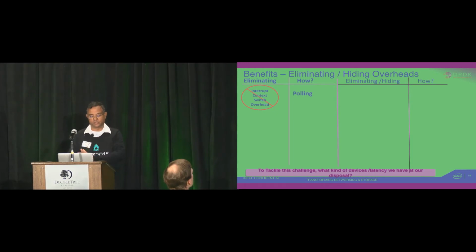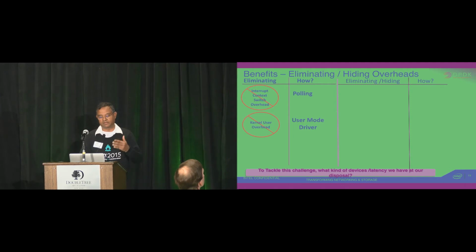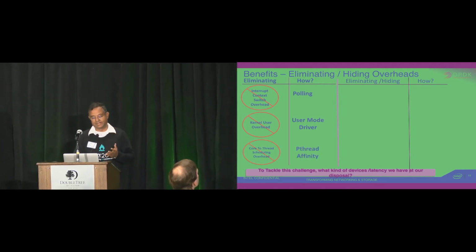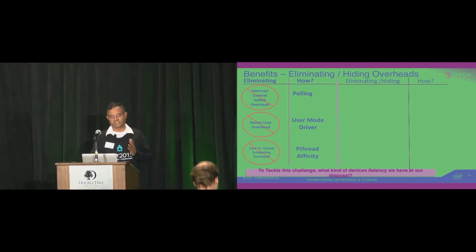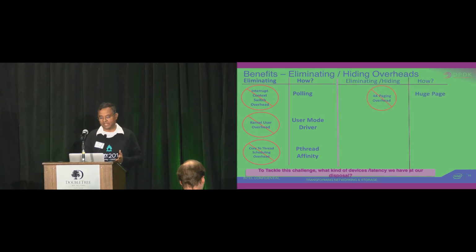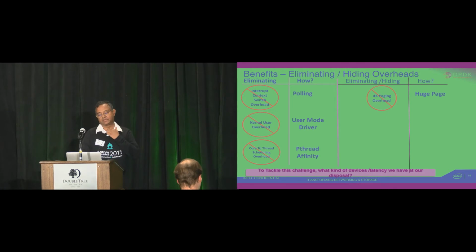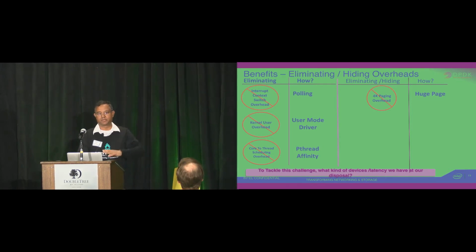There is no interrupt context switch, as I said, because we use polling. There is no kernel user overhead because we are using a user mode driver. And again we use POSIX thread affinity, thereby there is no interaction from the Linux scheduler, right? So you are giving the full attention of the core to the task at hand. And similarly, Linux comes with 4K paging by default, and even though of late Linux does have huge page support, we use huge pages, thereby you don't have the problem of page misses and other things.